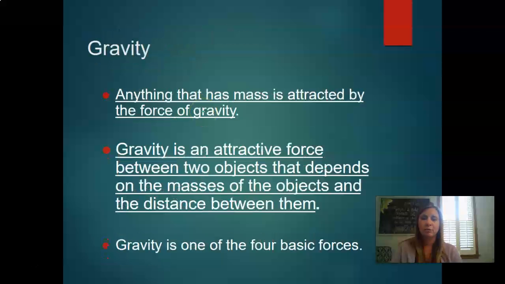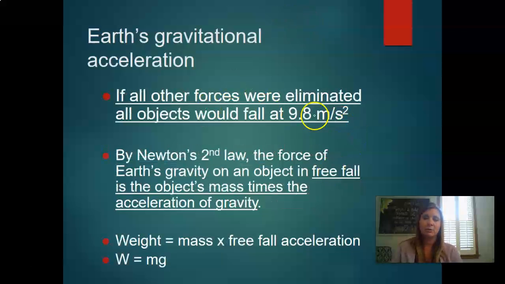So once again, anything that has mass is going to have gravity. And here on Earth, the gravity that we're going to focus on is 9.8 meters per second squared.